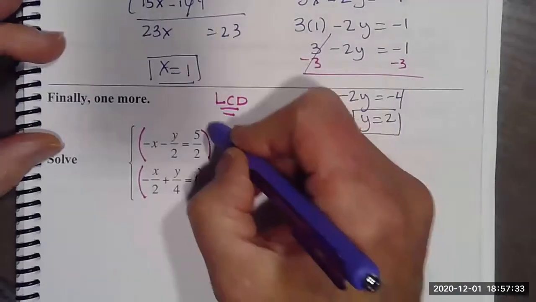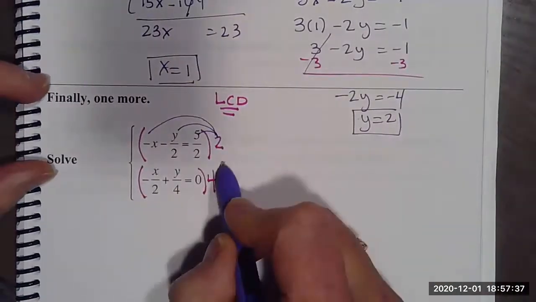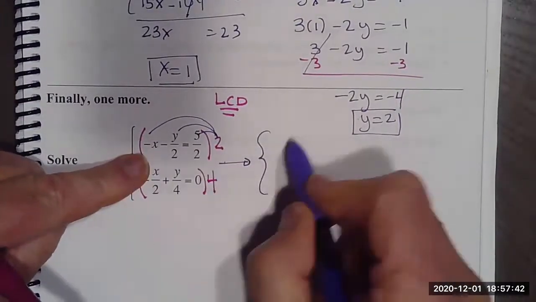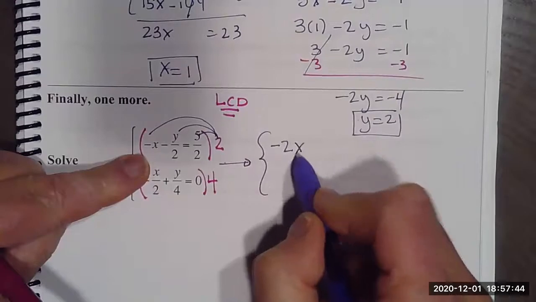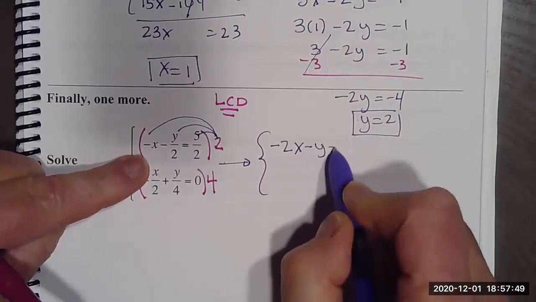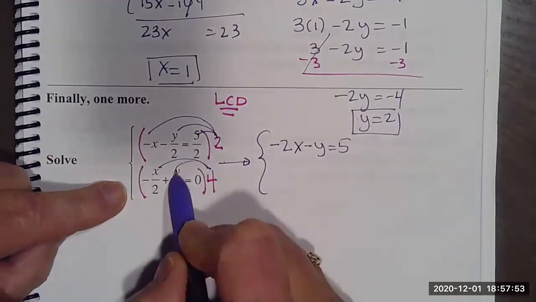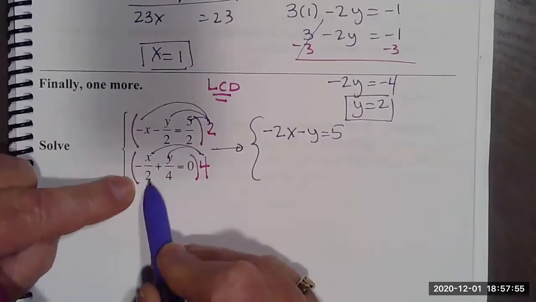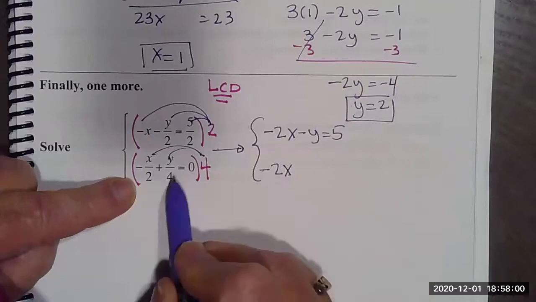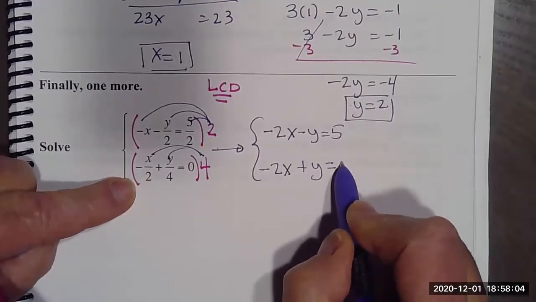So then you have to distribute it to everything. Over here, 2 times negative x is negative 2x. And the 2's go away, so I'm left with just negative y equals 5. Over here, distribute. Now this one, 2 goes into 4 twice. It looks like I get negative 2x as well. And the 4's go away, so plus y. And that equals still 4 times 0 is 0.